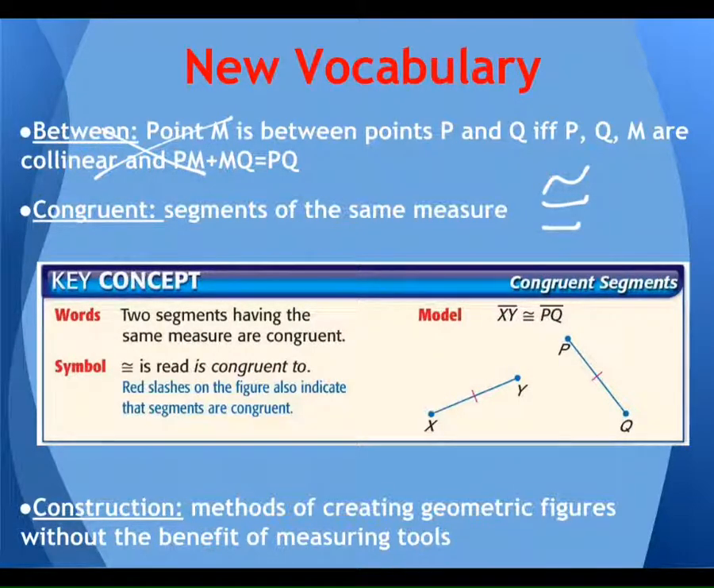And then construction, that's what we talked about. It's methods of creating geometric figures without using measuring tools, without using a ruler. And that's what we did. We used a straight edge and a compass. We didn't use a ruler. And we're going to do a lot of constructions in the next couple days.